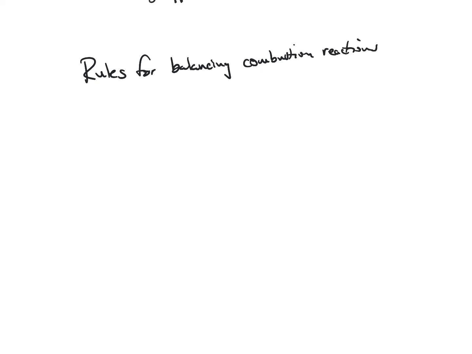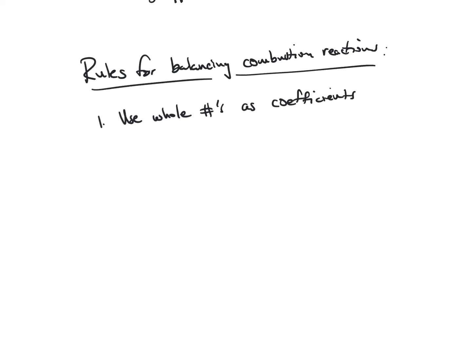Now, these rules are specific to combustion reactions. So some of the general rules, though, are the same. So this is a rule. The first rule is really for any chemical reaction, including combustion reactions, and that is we are going to use whole numbers as coefficients.